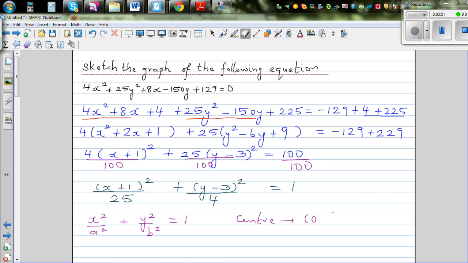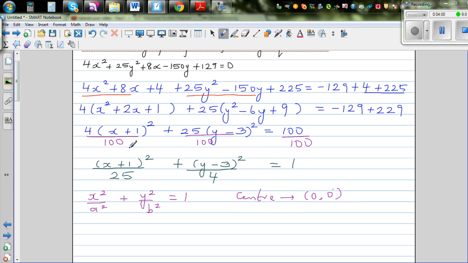So now it is very easy to determine the center of this ellipse. This is a transformed ellipse. The center has transformed. The first thing that we have to find is the center. This is x take away negative 1. So the center is minus 1 comma 3. This is the most important thing. The center is minus 1 comma 3.